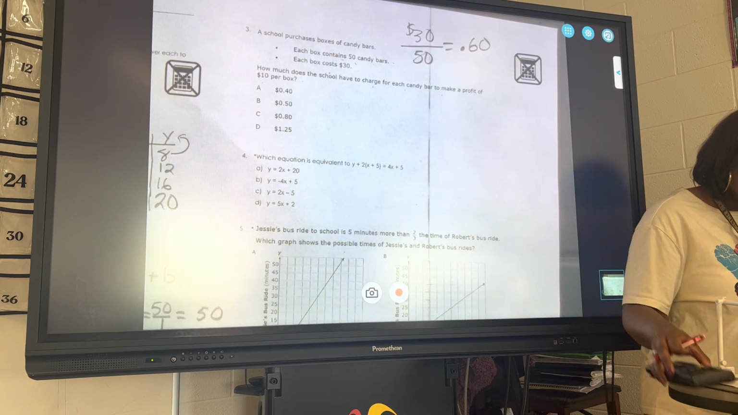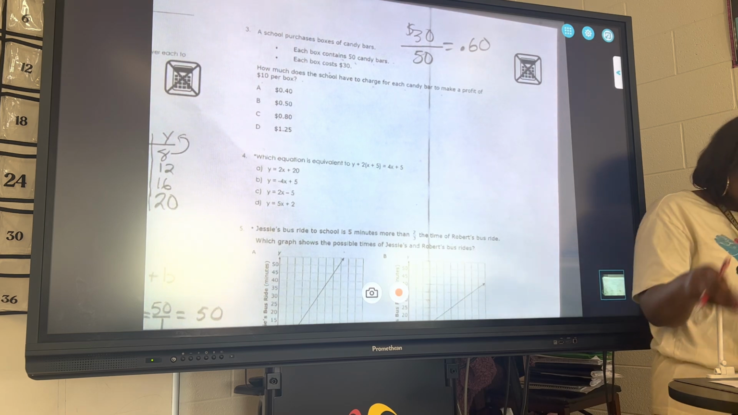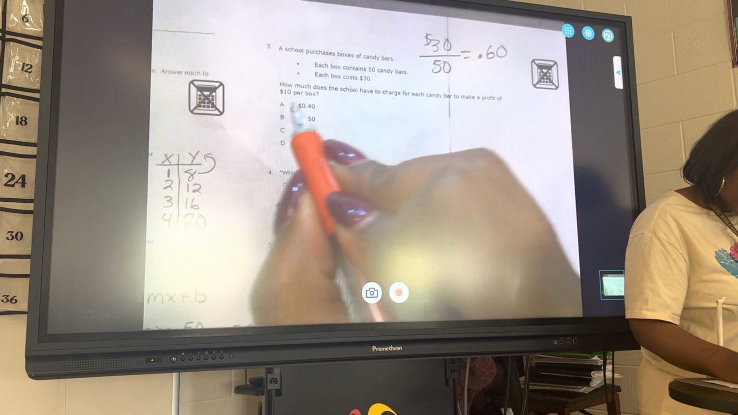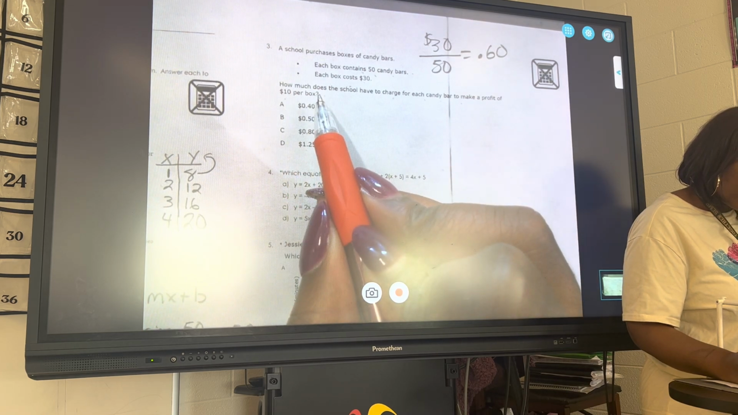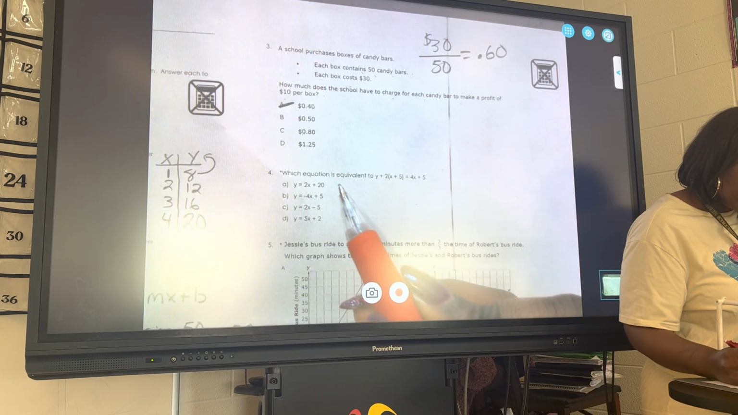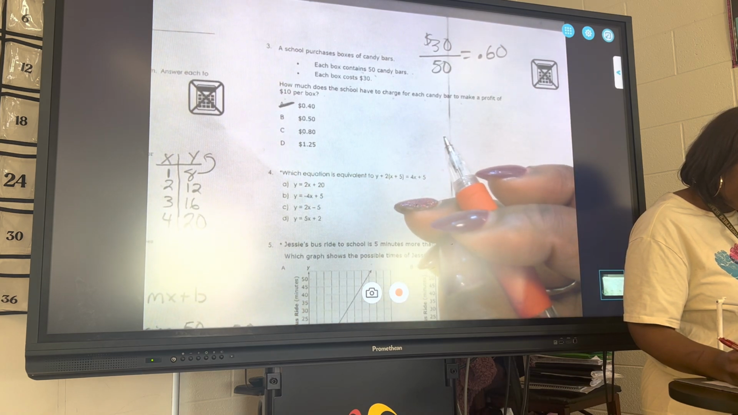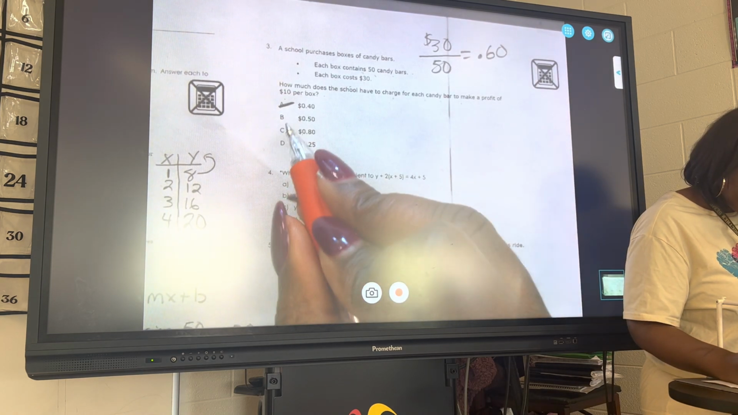So what answers can I automatically eliminate? A, B, and D. I can eliminate A. Why A? It's 20 cents less than 60. Because you're not going to get a profit. Why can you eliminate B? Because you want to make a profit. You're not going to make a profit.